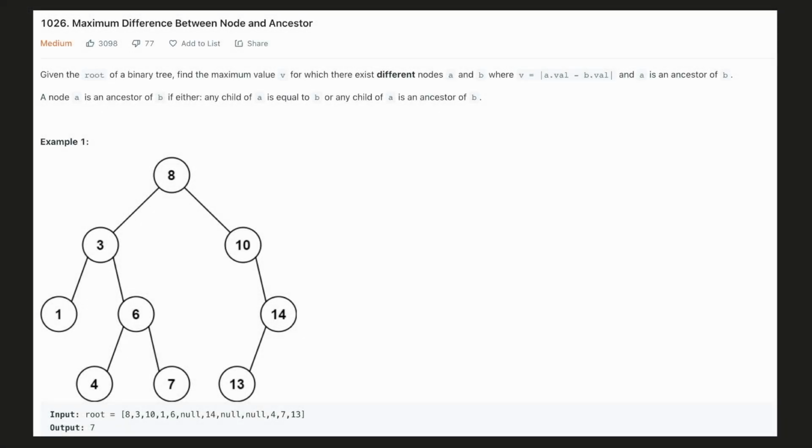Hello everyone, let's try to be a cheat code ninja today. This is a very interesting tree problem and we will be discussing two techniques which can be used commonly in many other tree problems. Let's look at the problem.